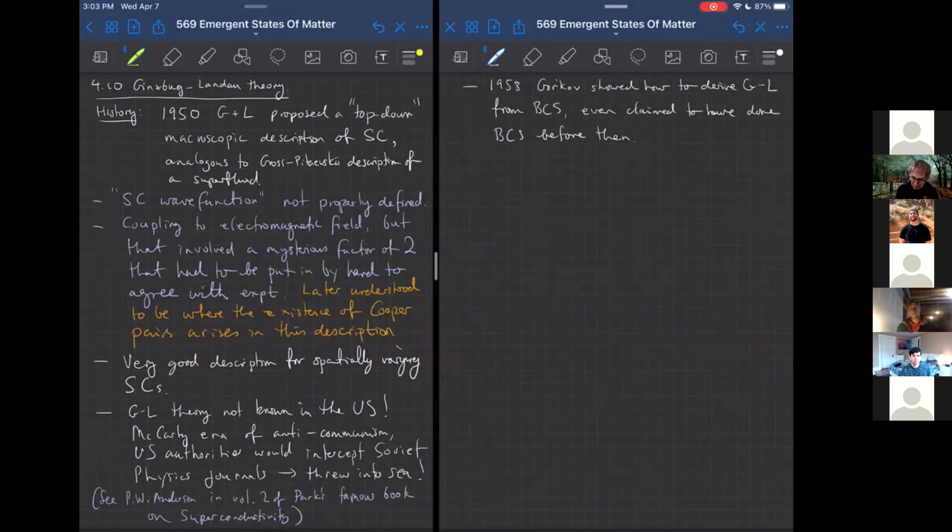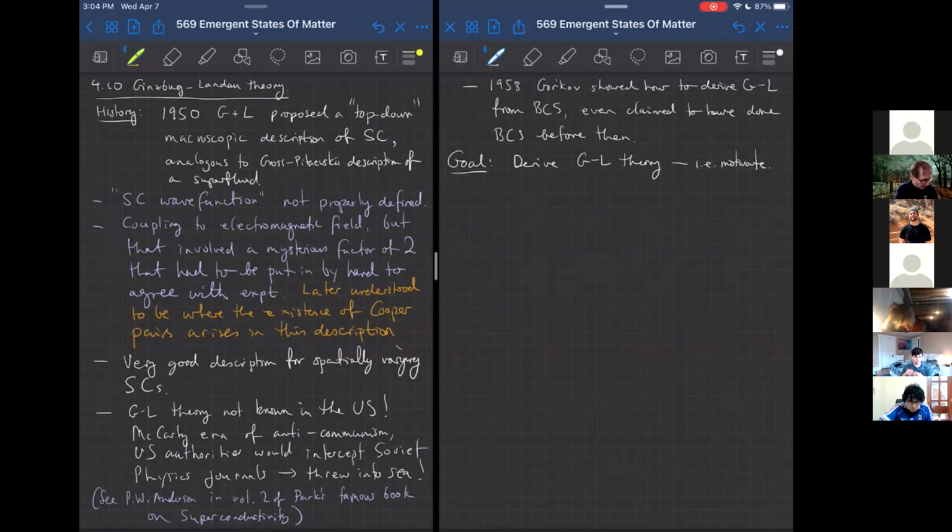So what is our goal in this section? What I want to do is now derive the theory. When I say derive, I really mean motivate it. And then we will use it to study the spatial structure of type 1 and type 2 superconductors. Just as we did with superfluid helium, we'll look at the solutions for vortices.